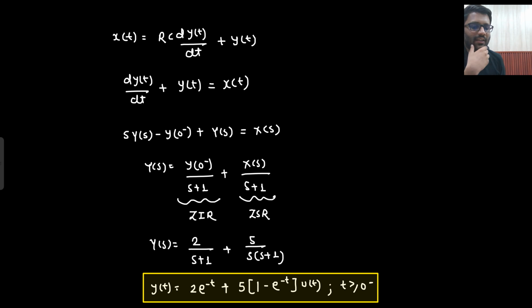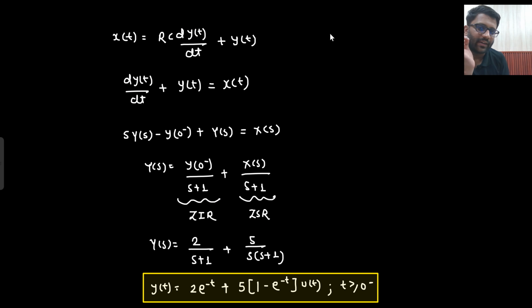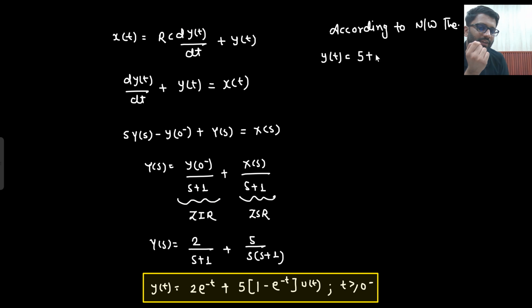But according to circuit analysis, if this question was there in network theory, and I asked you the value of YT, how would you write down the YT? So what I am writing down is according to network theory. If in network theory this question was there, how would you write down your YT? What you used to do was see the condition at t equals 0, that was 2 volt, and at infinity it will be equal to 5 volt, because at infinity the capacitor will be open circuited. Then e to the power minus t by tau, where tau is RC.